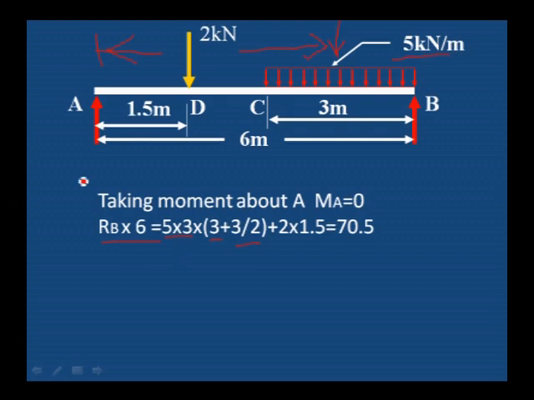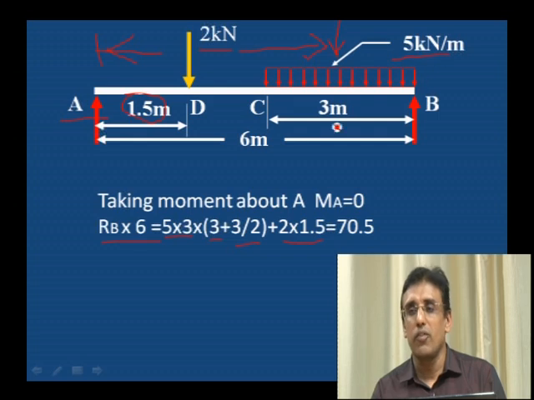We have to calculate the distance from the center of the UDL to the point where we take the moment. Therefore 3 plus 3 divided by 2. 5 into 3 is the load 15 kilonewton, into the distance of UDL from A, 3 plus 3 divided by 2. Then the next load is 2 kilonewton, which is acting at a distance of 1.5 meter from A. Therefore 2 into 1.5. We have taken the moment of the uniformly distributed load as well as the point load.